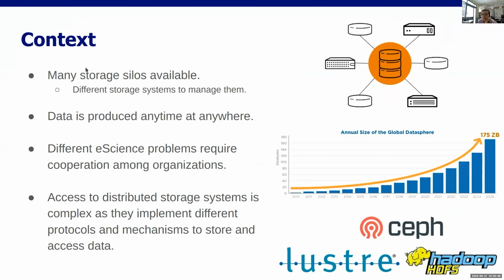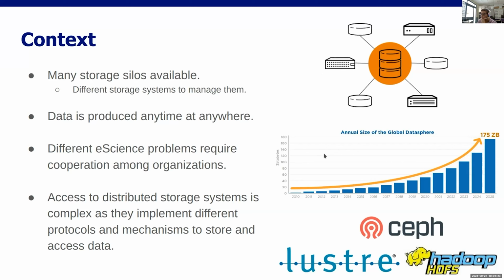So, some context: we have many storage silos available. Each of them has a different storage capacity, and they are managed by different organizations. We know that data is produced anytime and anywhere from edge devices, from individuals and things like that. And this data is used in different data science problems or e-science problems, and some of them require cooperation among different organizations.